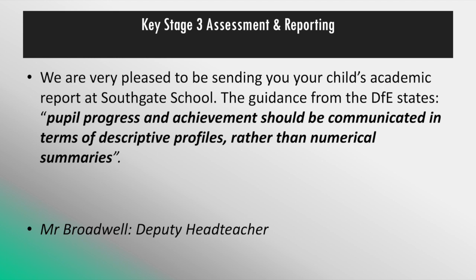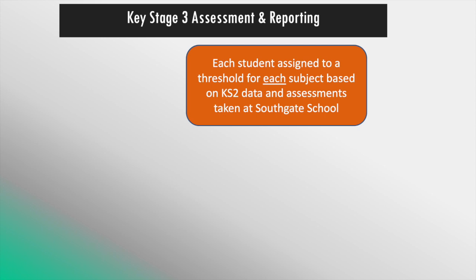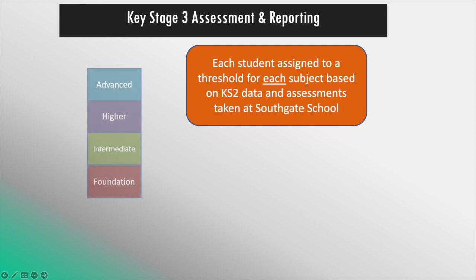The guidance from the DfE states that pupil progress and achievement should be communicated in terms of descriptive profiles rather than numerical summaries. And that is one of the reasons we've moved away from our old reporting system onto this new reporting system that uses thresholds rather than numbers. When viewing your child's report, you should see that your child has been allocated to one of 4 different thresholds. The thresholds we are using are advanced, higher, intermediate and foundation thresholds.